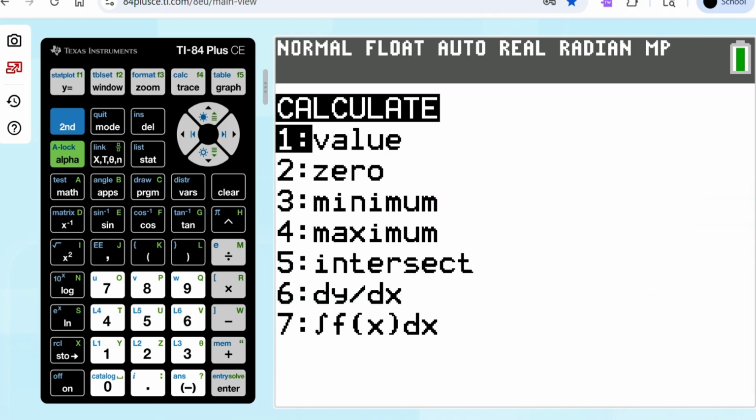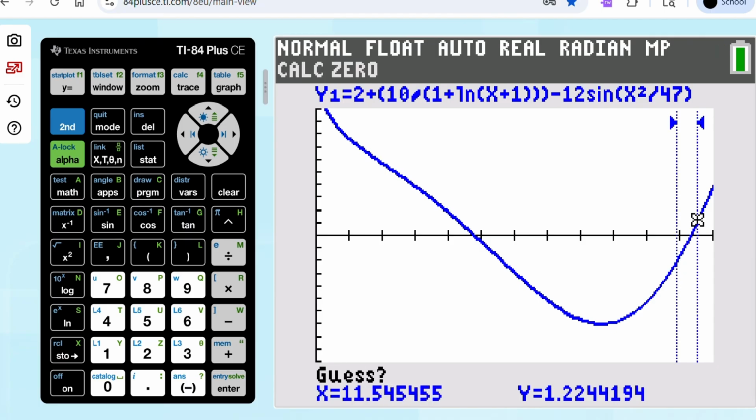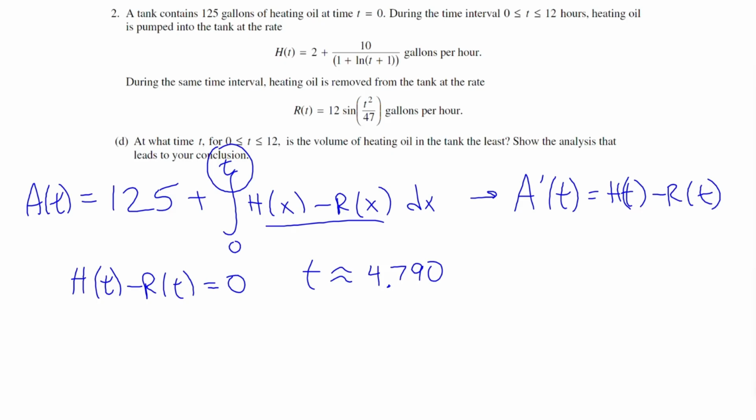And then we'll go back and find the other one. Again, second trace, option number 2 for 0. And we'll go way over here, close to that second one. Hit enter, go to the right of it, hit enter, and hit enter a third time to get 11.31847. We'll just call it 11.318.